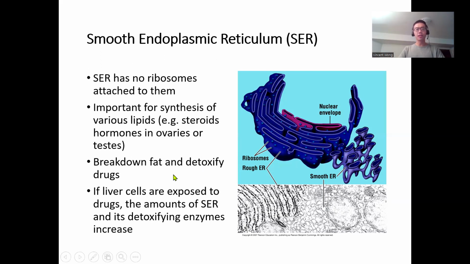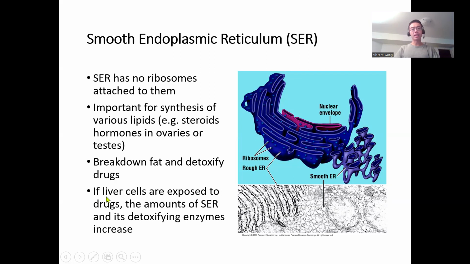Other jobs of the SER, the smooth ER, is to break down fat as well as detoxification of drugs. So if you're taking medication, right, antibiotics, that kind of stuff, and they need to be metabolized, the smooth ER is going to play a role in that.